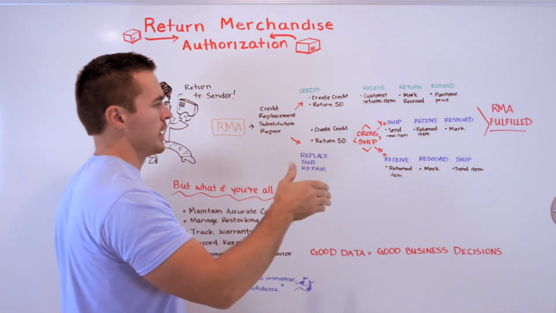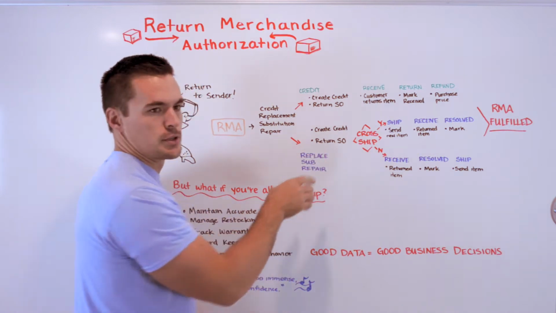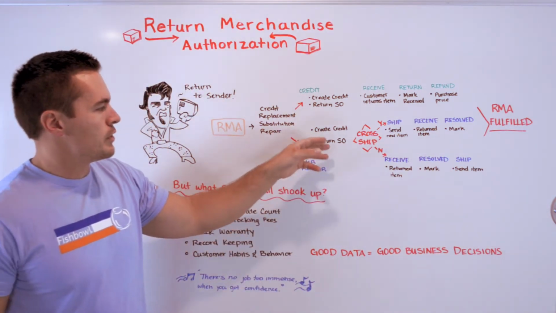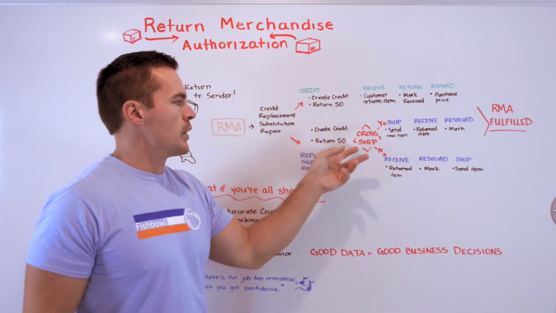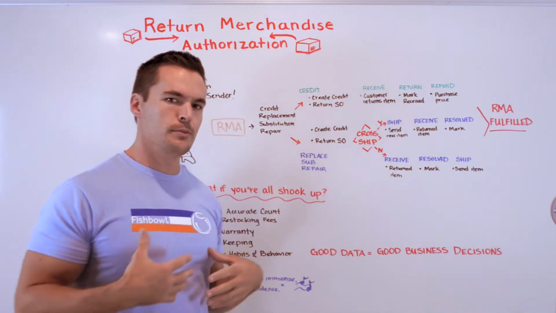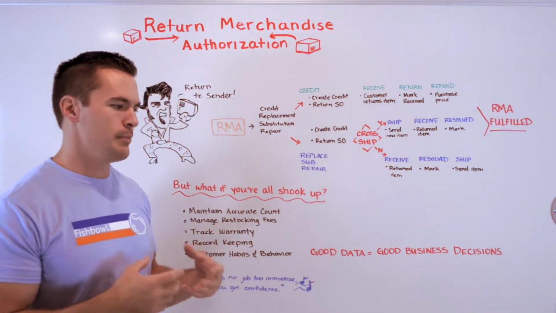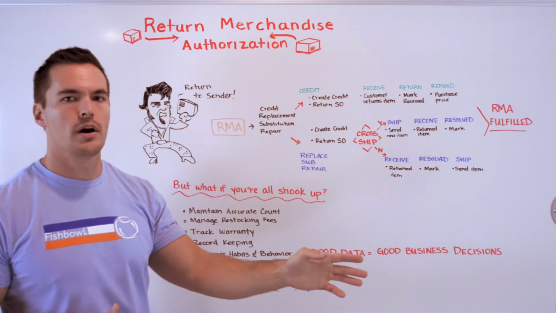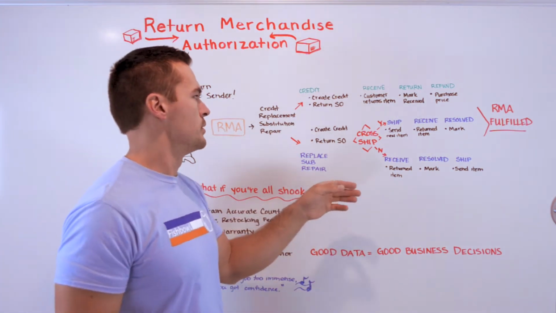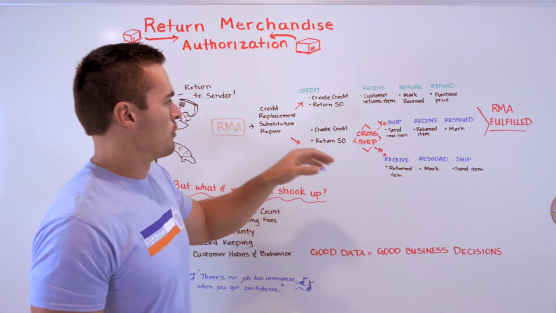Now on this other side, if this is to replace, substitute, or repair a returned item that your customer is sending back to you, some of the same processes where you're going to create the credit, return sales order, and then you have the question of, are you going to cross ship? Are you going to wait for them to return the item that they need to send back, or are you just going to go ahead and send out that product that they are trying to substitute or replace or repair?